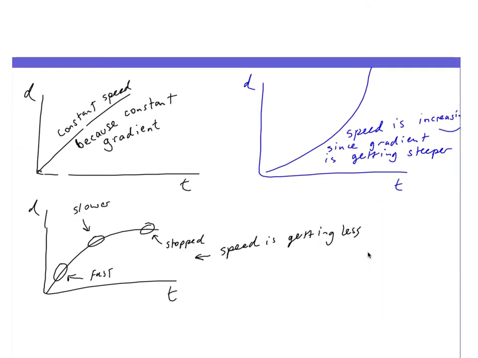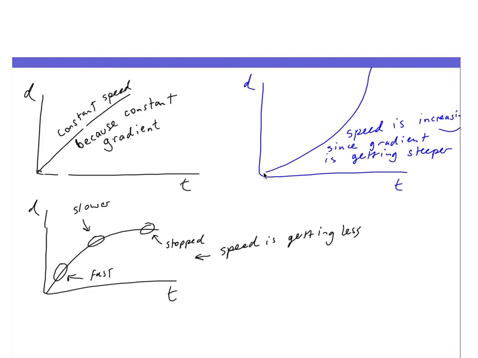So, let's have a look at some different gradients. We've got a constant speed because it's a constant gradient going up steadily. What that means is distance is going up steadily as time is ticking along steadily on the bottom.